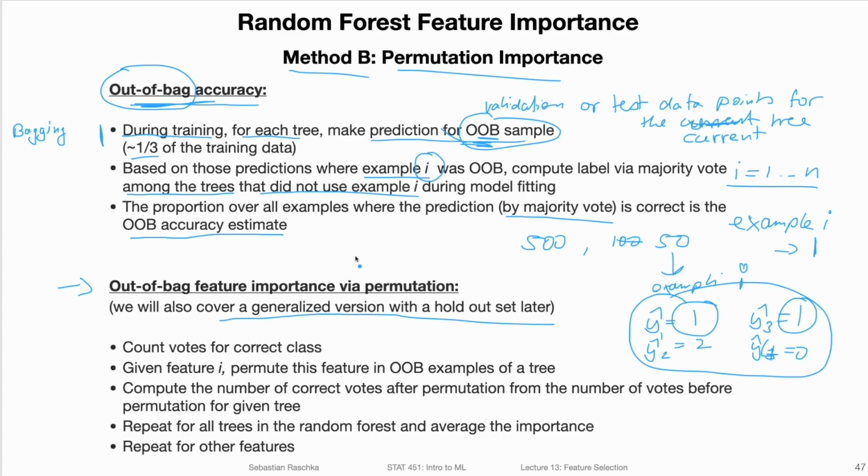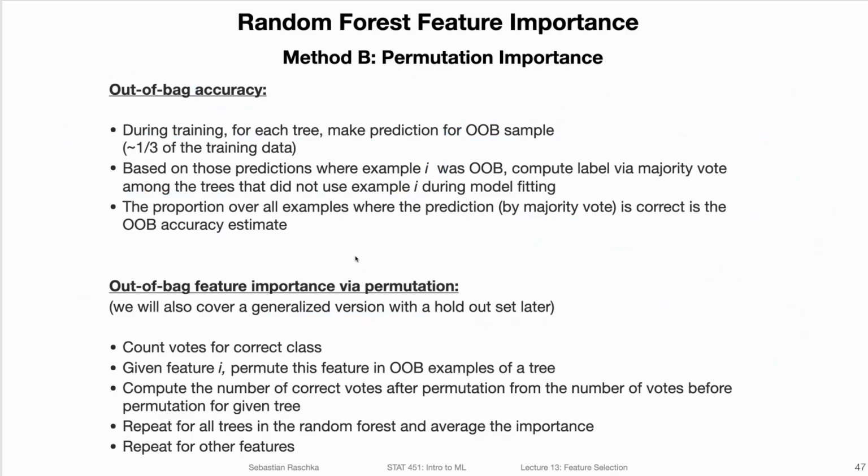Yeah, and we could actually do something similar to compute the feature importance. So let me clear the screen and then do some more annotation here. So how does the feature importance via permutation then work?